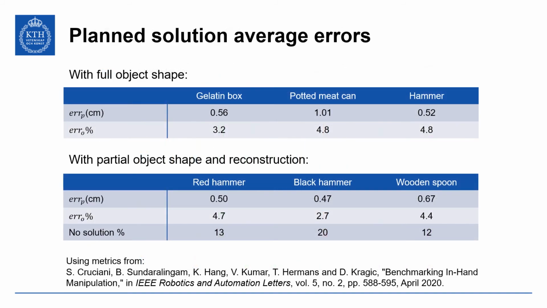We compared the solutions obtained with our new method with and without shape reconstruction using YCB objects for the experiments where the full object's shape was required. These tables show the average position and orientation errors that were the outcome of in-hand manipulation solutions for different tasks on the given objects. We use the metrics defined in the in-hand manipulation benchmark that is shown at the bottom of the slide. In the second table, we also report the percentage of cases in which our method failed in finding a solution, although a solution exists.